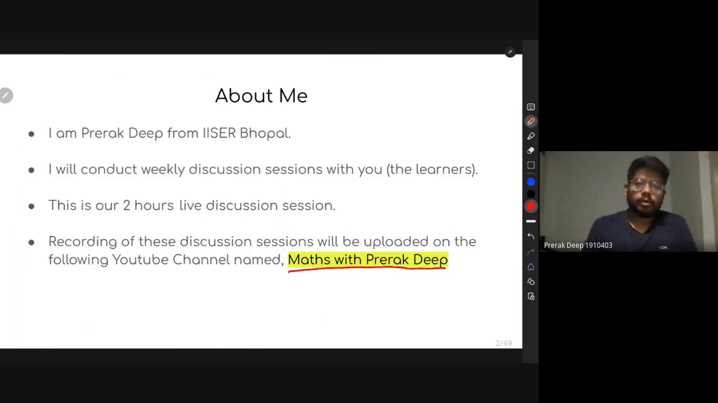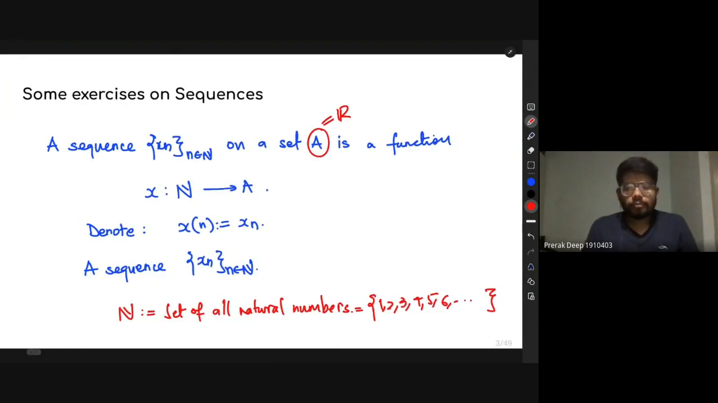Today I will be discussing problems on sequences first, and then in the latter half I will be discussing problems on topology of the real number line. Before starting problems on sequences, let us first recall what a sequence is.